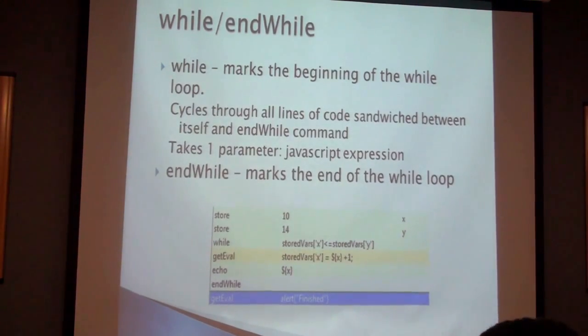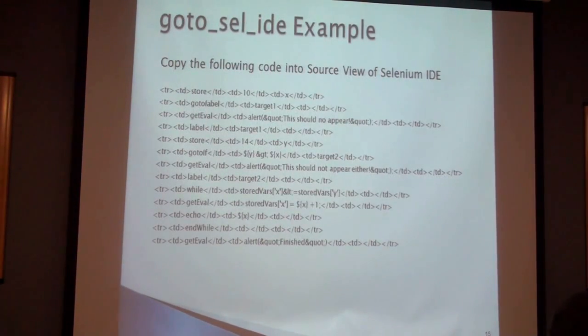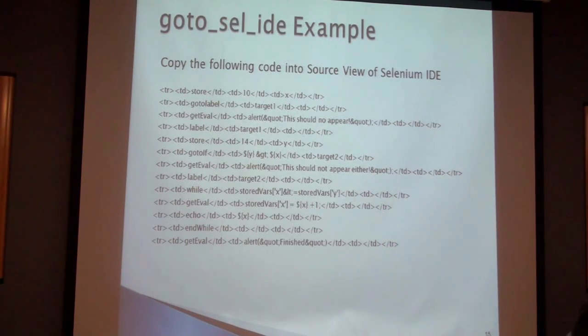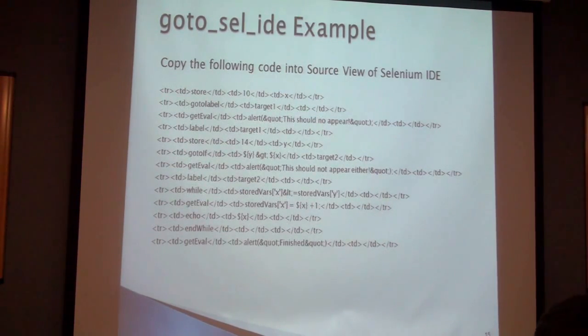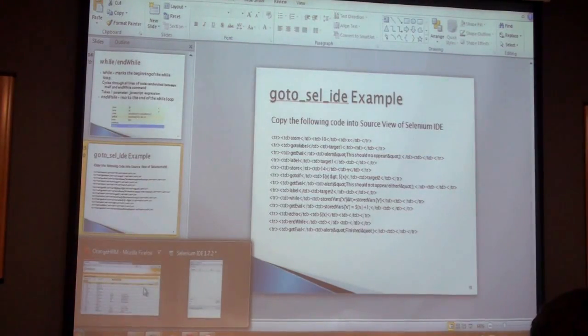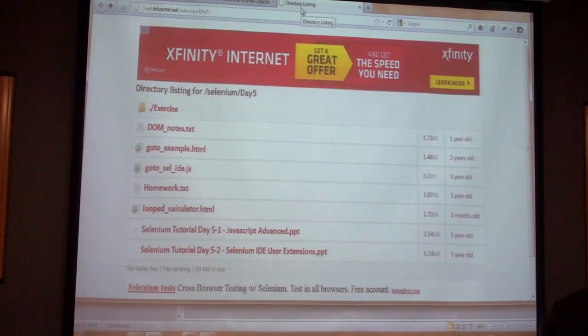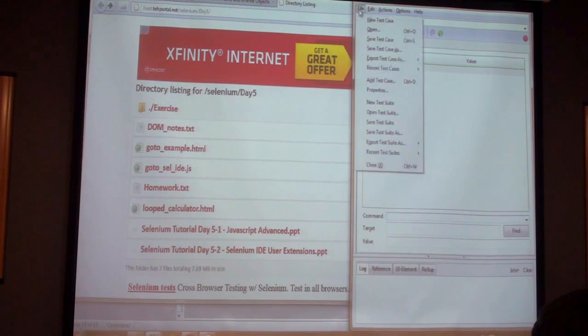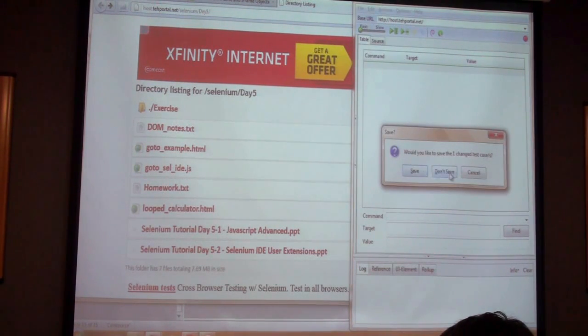Okay, good. So let's try to check our theory. Technically, you can just copy this code, but if you don't want to copy it, you can download the example from my site again. It's in the same directory and it's called go to example HTML. So you can either download it or copy it from the PowerPoint and paste it into the table. Either way, here's what it looks like.